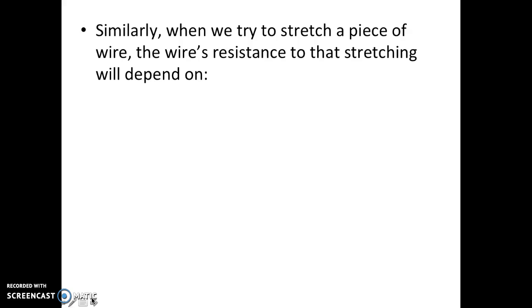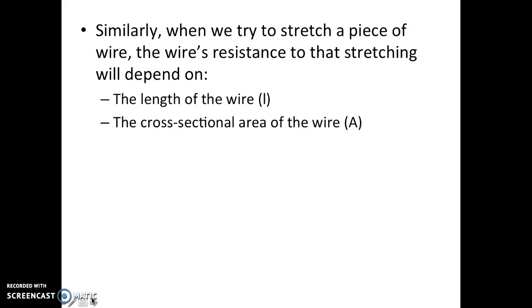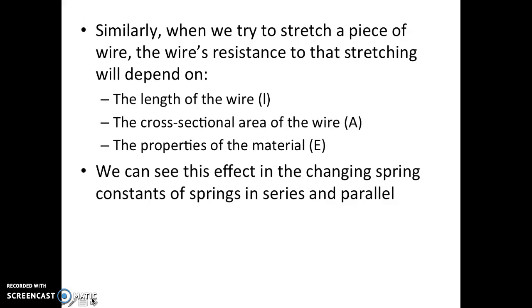The analogy is looking at the piece of wire when we try to stretch it and the wire's resistance to actually stretching. And the analogy holds because the resistance to being stretched of a piece of wire depends on the length of the wire, the cross-sectional area of the wire, and also the property of the wire that we call Young's modulus, which is what this video is all about. Now, we can see the effect of changing length and cross-sectional area on the spring constants of springs in series and parallel. So I'm going to start by outlining those.